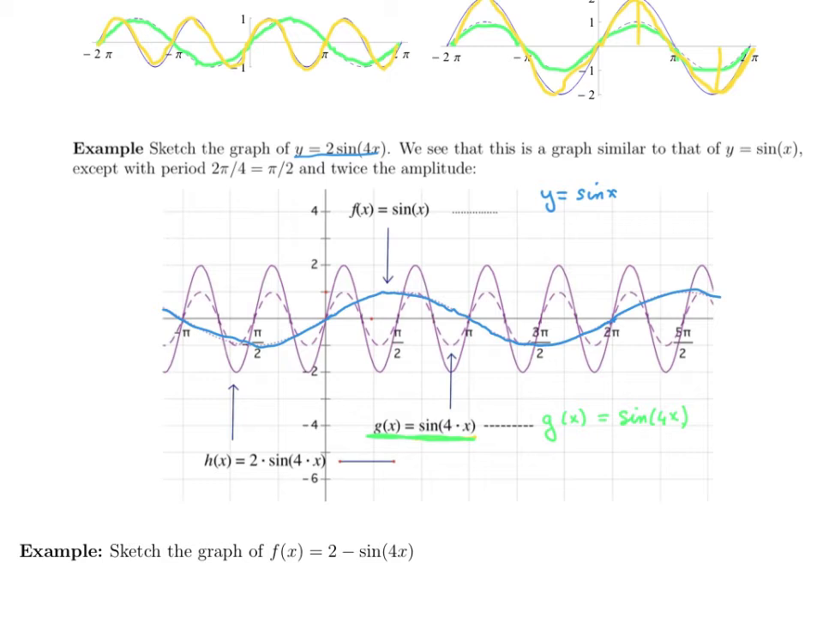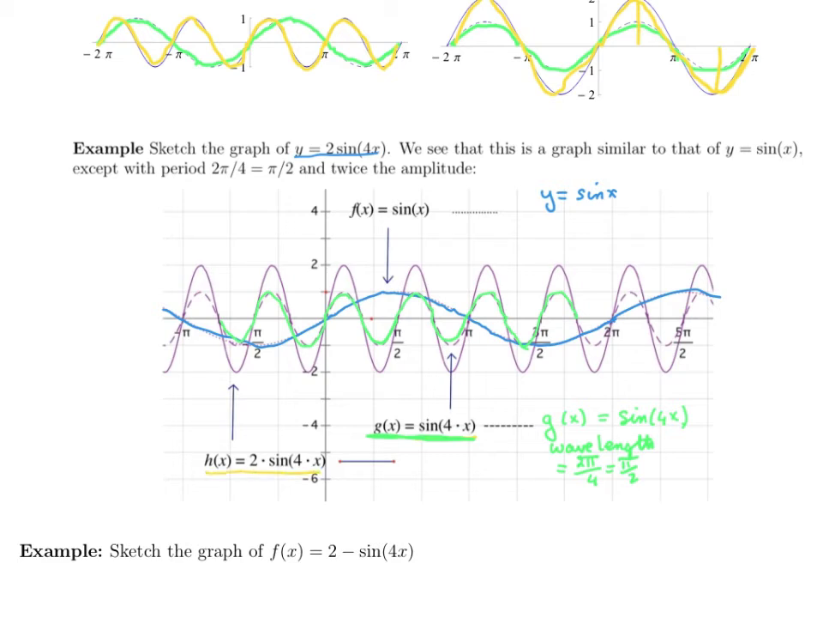So now the graph completes a wave over an interval of length 2 pi over 4, which is an interval of length pi over 2. That wave just continues over every subsequent interval of length pi over 2. So here the wavelength is pi over 2.